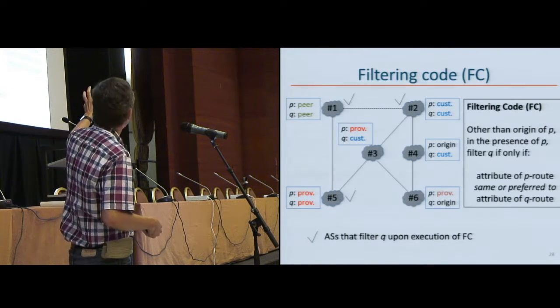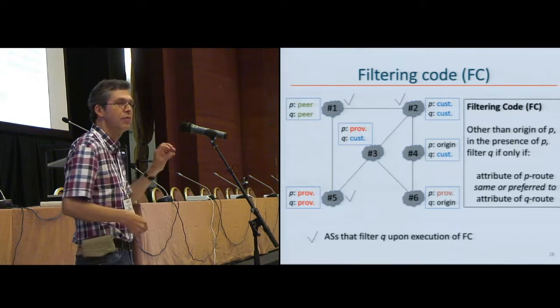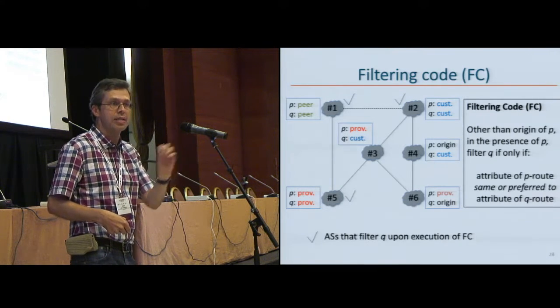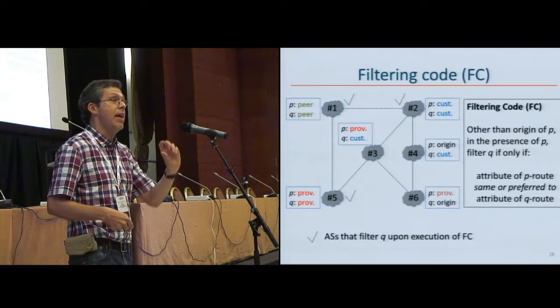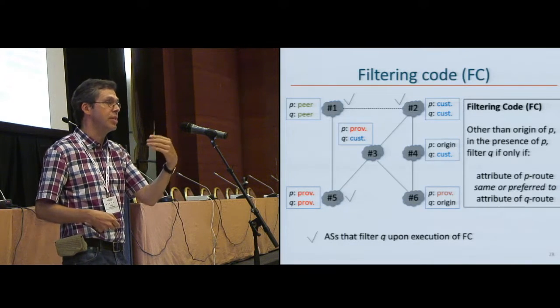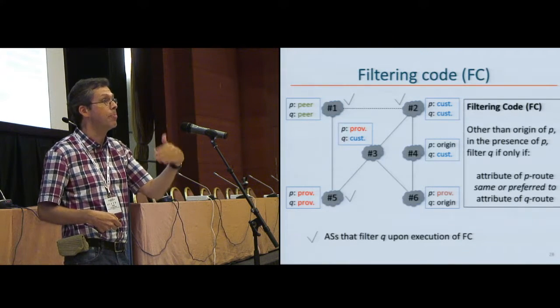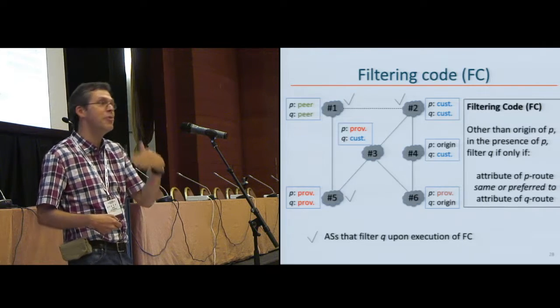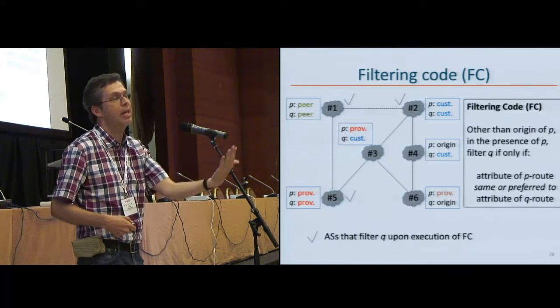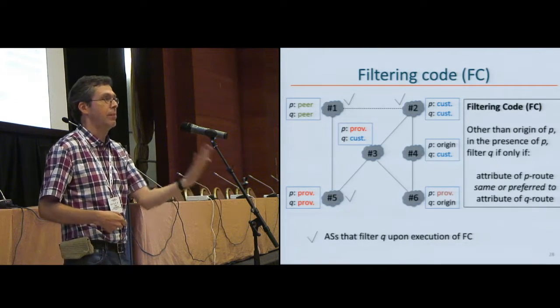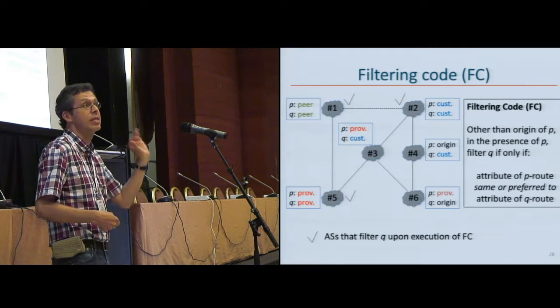This makes intuitive sense from the point of view of a single AS. On filtering, I save on the forwarding state. And then if I filter Q, data packets with destination in Q will be forwarded along P, but P has the same or even a preferred attribute. So I'm equally good or better. The point is, this makes sense from the point of view of a single AS.